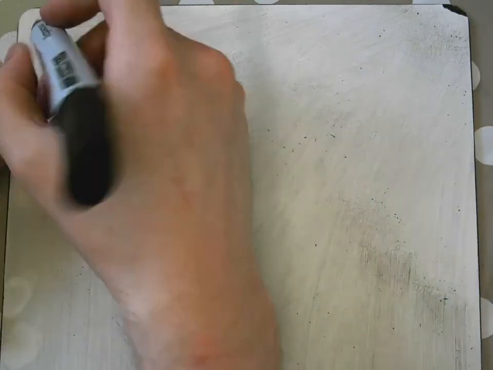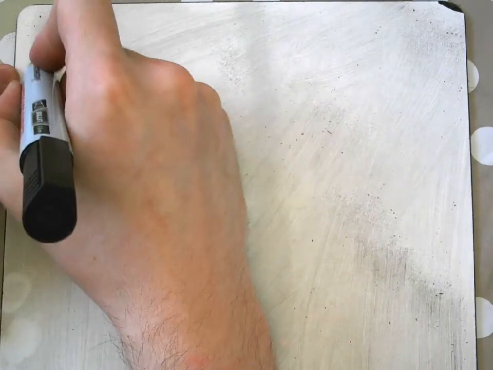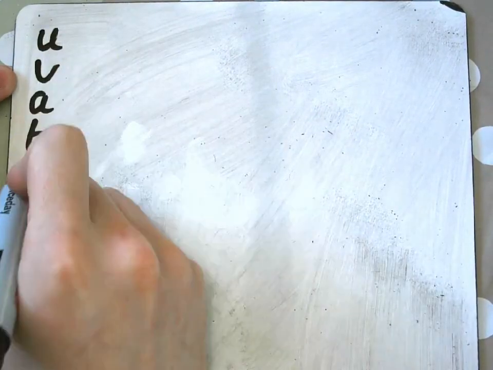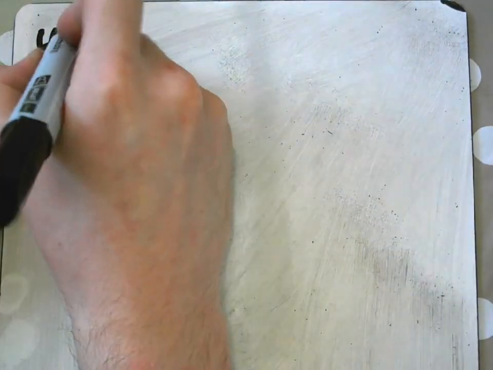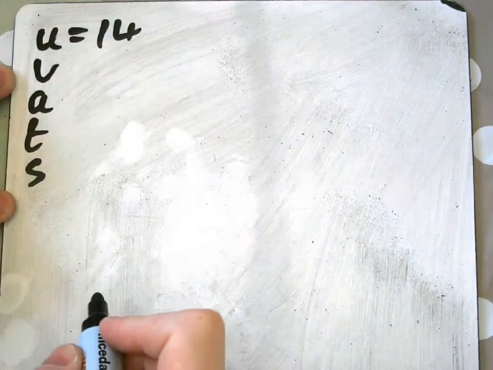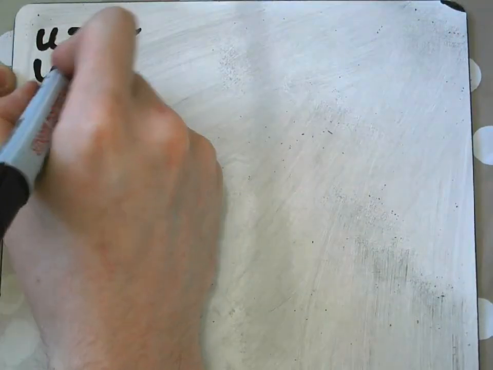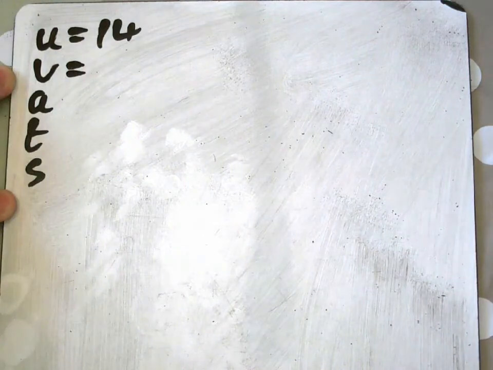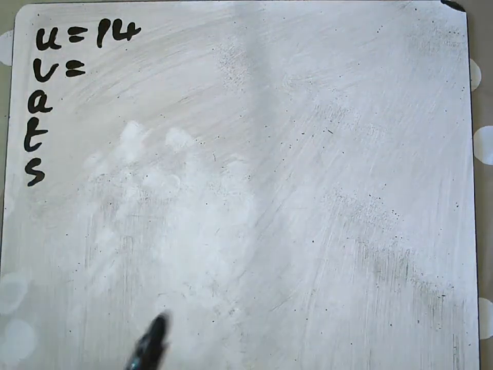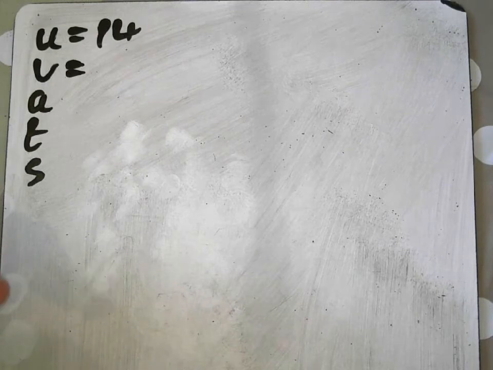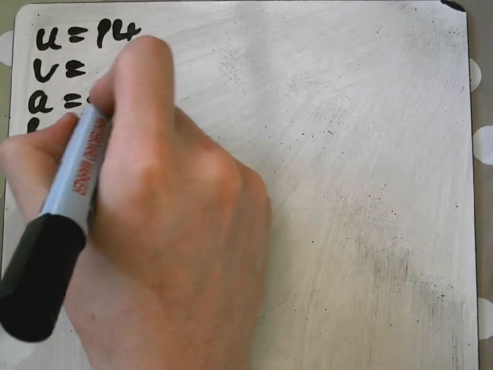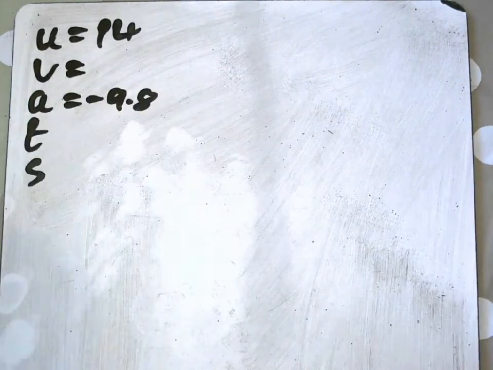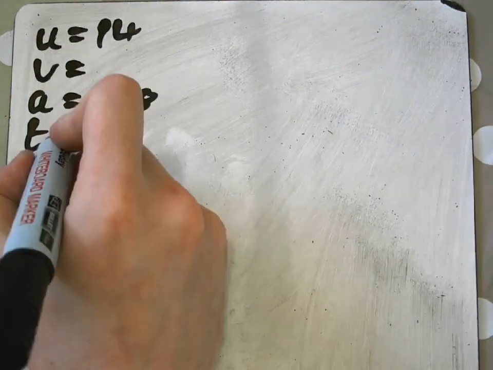Okay, so what we're going to do this time, for example 2, we're still going to set up our UVAS equation. We've still got an initial speed of 14 upwards. We don't know what the final speed is, okay, because we're starting from a height of 1.4, so the stone is now going to drop back down to ground level. So we don't actually know the final speed. We know the acceleration, because we're dealing again in Earth, is negative 9.8.